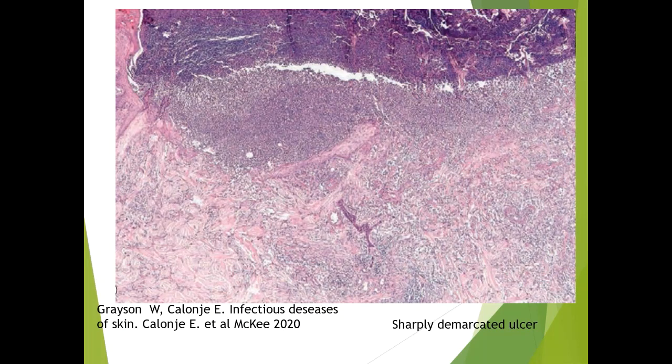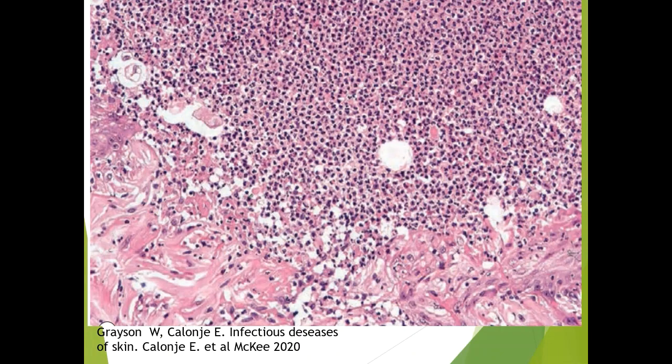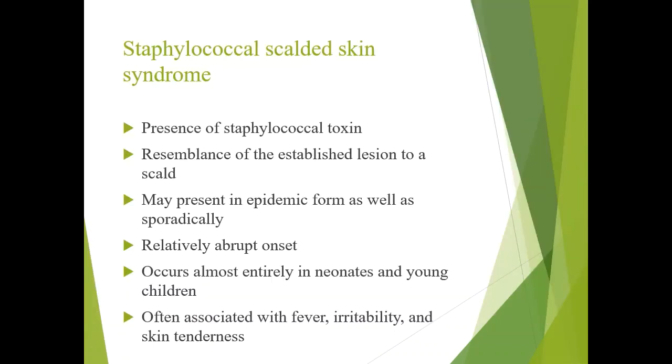So here you can see ulceration of the epidermis, which is sharply demarcated and densely filled with cells, which we can see as neutrophils. Staphylococcal scalded skin syndrome: there will be presence of staphylococcal toxin, and they have resemblance to an established region of the skin.